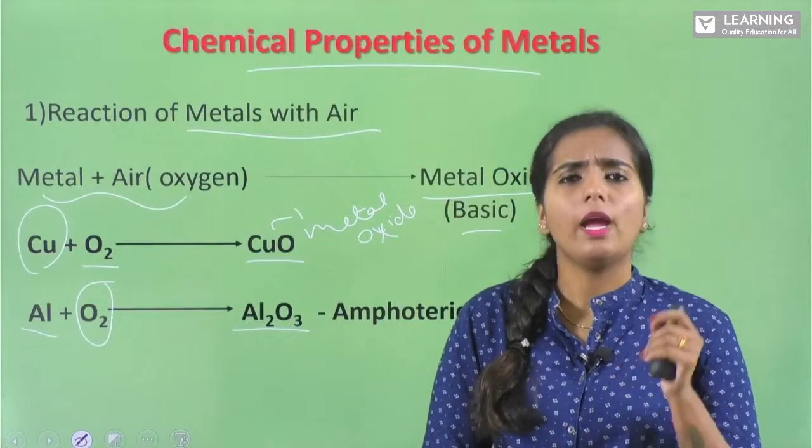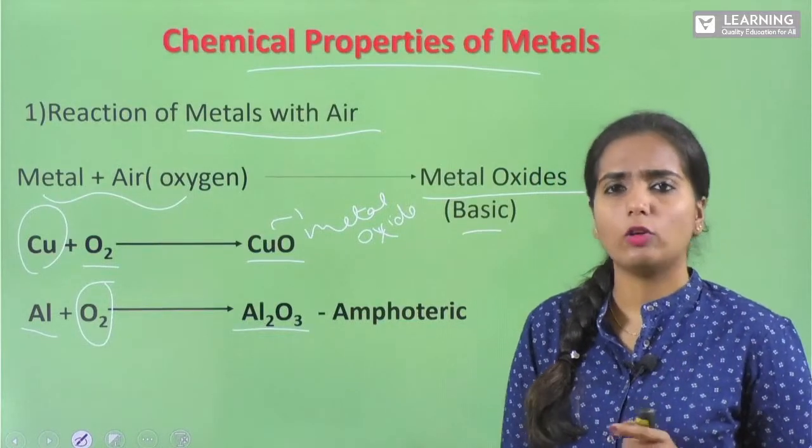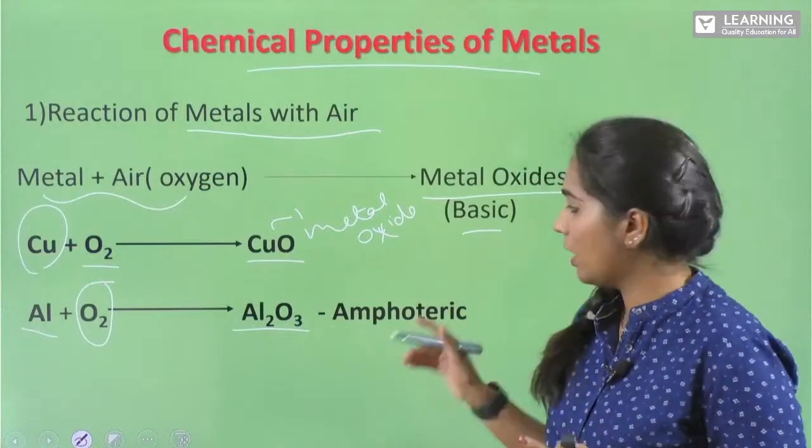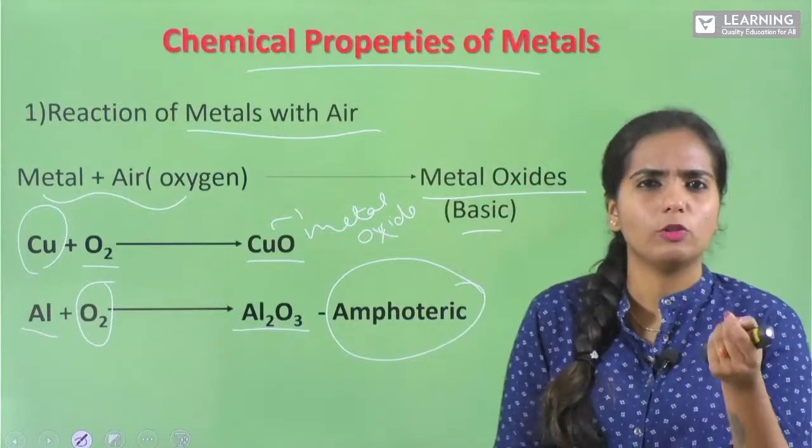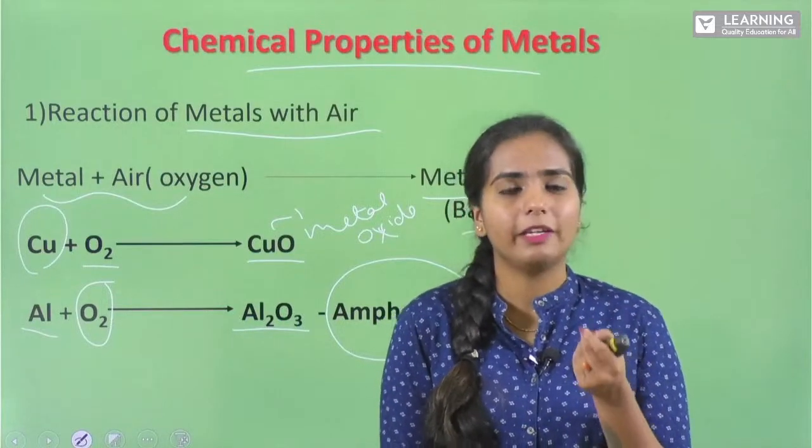Al2O3. Our aluminium oxide, Al2O3, is of one kind of nature. It is amphoteric. So what is amphoteric? What comes to your mind when you hear the word amphoteric? Keep thinking, okay?